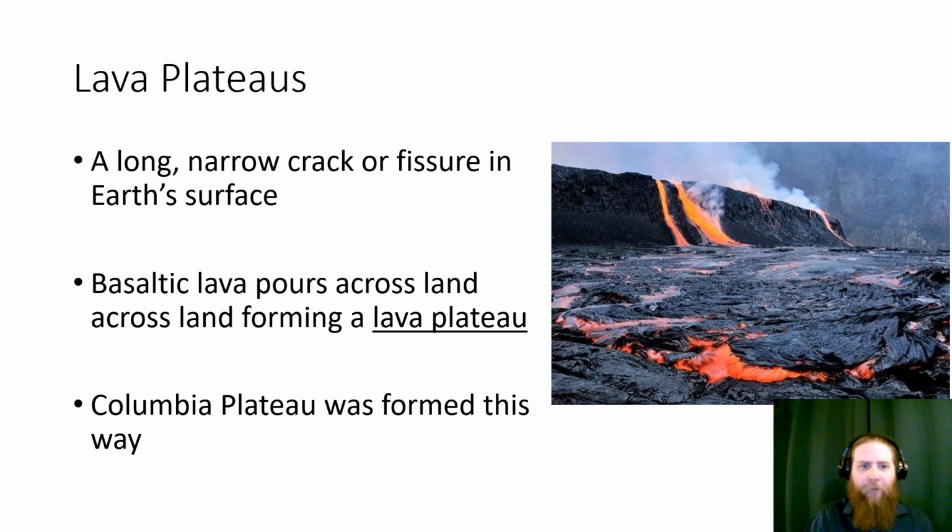Lava plateaus are formed when a long, narrow crack or fissure in Earth's surface has basaltic lava pouring out of it and across it. As it flows across the land, it creates really flat plateaus. The Columbia Plateau was formed this way, as this basaltic lava, which is very low viscosity, moves a long way before it cools, and smoothed out this whole area.